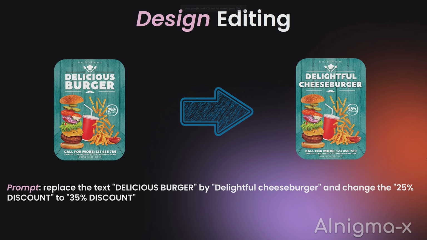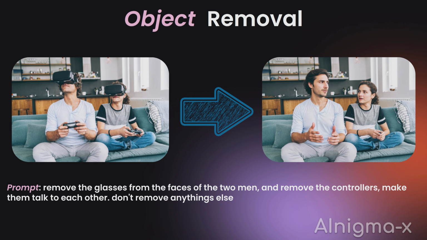Next up, you have a flyer to edit. No need for Photoshop. Just ask Flux Kontext. It'll do it in seconds. Adjust fonts, layouts, or add logos. Perfect for marketing. What about unwanted objects? Flux Kontext vanishes them. Here, I asked it to remove a controller and VR headset, letting characters talk naturally.